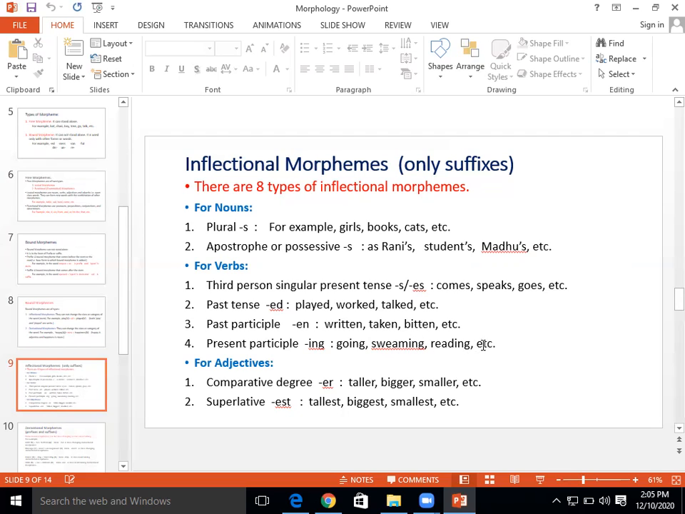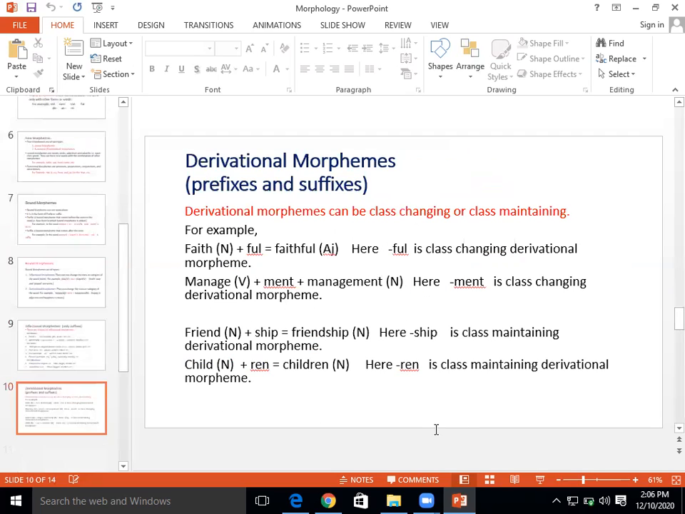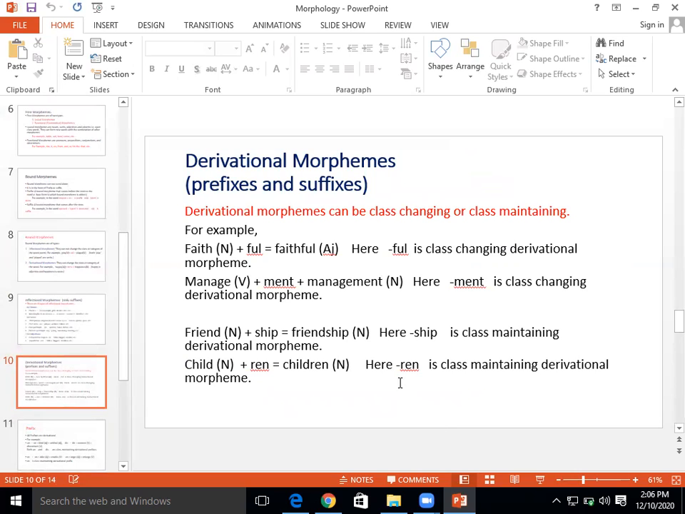Okay. Then for adjectives, there are two inflectional suffixes, er and est. Taller, bigger, smaller, then tallest, biggest, smallest, etc. Okay. Next, derivational morphemes may be prefixes or suffixes. Actually, when prefixes are used in a word before the stem, it is also mostly derivational. Prefixes are only derivational, but suffixes may be inflectional or derivational.